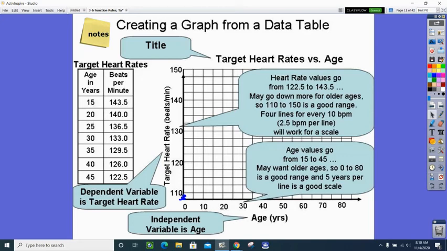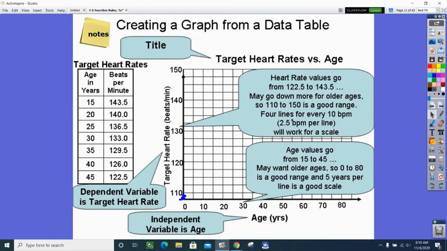So I actually started at 110. And then as I'm going up here, you'll notice that 2 blocks represents 5. So this would be 115. 2 more blocks is 120. 2 more blocks is 125 and 130. And that's what I mean, again, by an even scale. So we put our title, we put our labels, putting the correct data on the right axis based on dependency. We create our scales. And once you've done that, you're ready to start plotting the points.